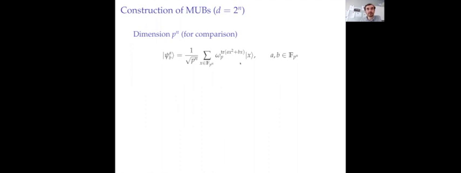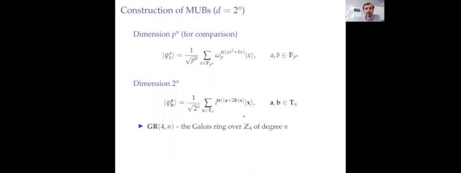So this was the normal formula. And so in dimension 2 to the n, you need to use a formula that looks maybe somewhat similar. So now what are all these things here? So basically, we were performing all these calculations in a finite field, but here we are doing this in a Galois ring, and I will briefly talk about what this is.